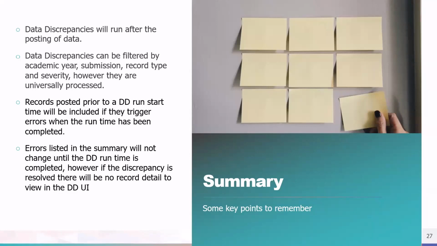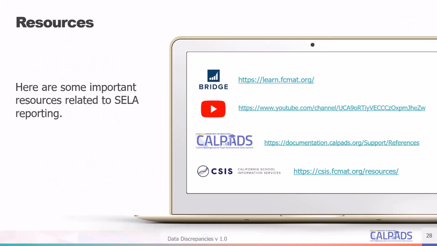If you resolve a data discrepancy and CALPADS is still processing your data discrepancies, if you click the record in the display grid, an error message will occur. That's because the information in the ODS has changed, but the processing hasn't completed. So it's not necessarily reflected correctly on the data discrepancy UI. So those are key points. Hopefully we didn't confuse you. We just reminded you. All right, so resources.